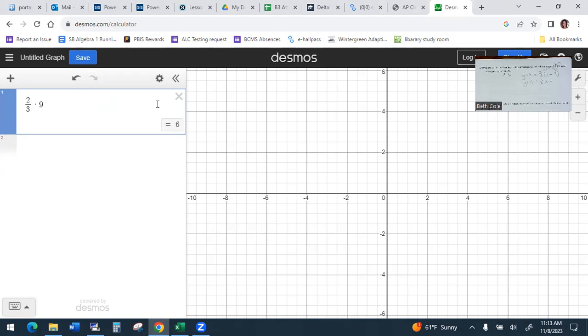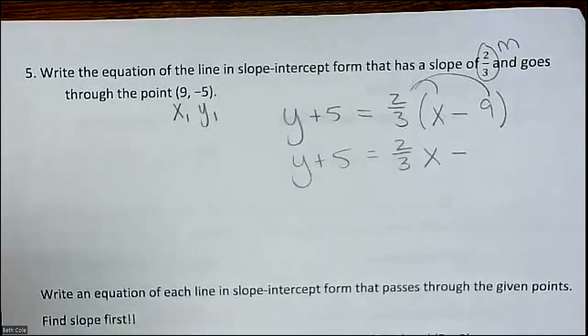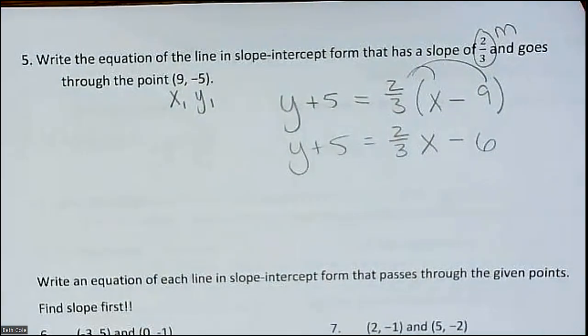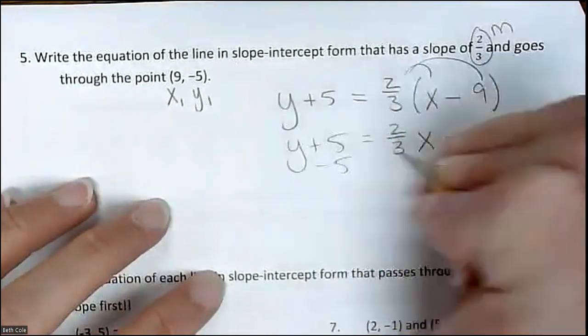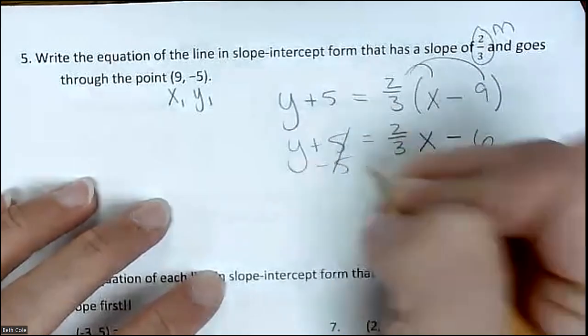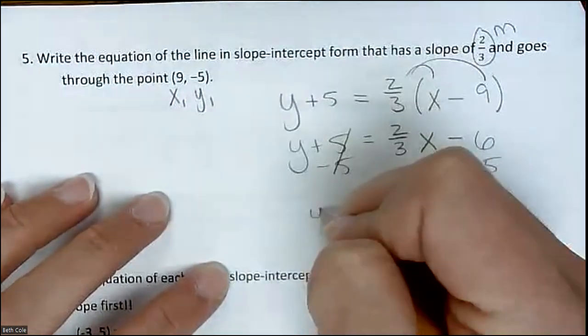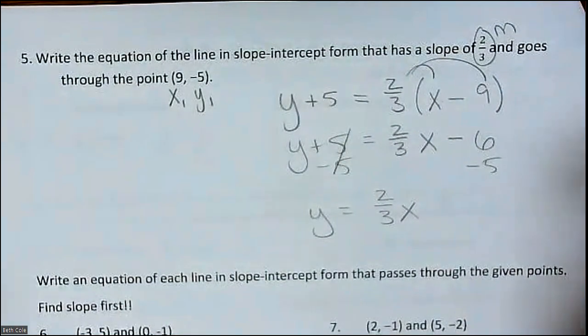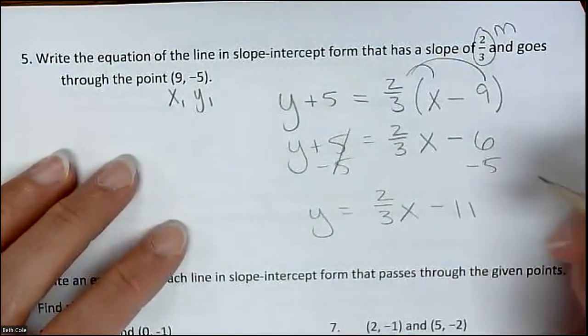But do you see how I typed it in? You just always use your calculator. So minus 6. And then what's your last step? You need to get y by itself. Yep, good. Minus 5, minus 5. Perfect. So your final answer, y equals 2/3 x, -6 and -5. And that's weird, they both came out to 11.